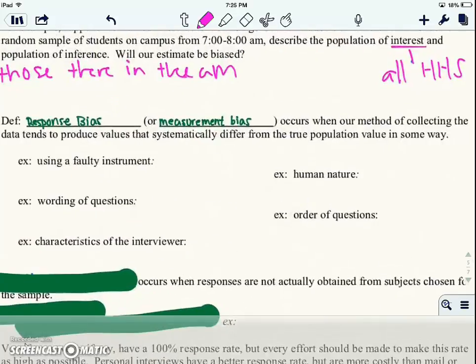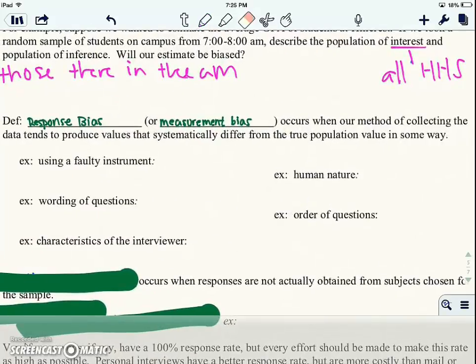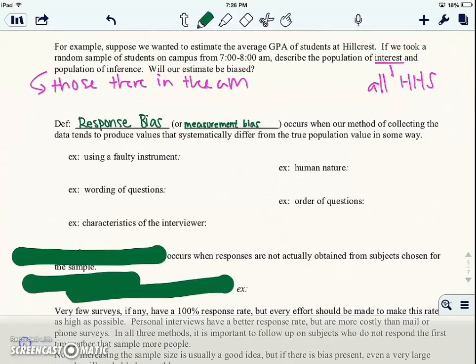Okay, here is another type of bias. This one is response bias, otherwise known as measurement bias. Response bias occurs when our method of collecting the data tends to produce values that systematically differ from the true population value in some way. For example, using a faulty instrument. If you were doing a survey on student weight and you happen to have a bad scale that's over measuring everybody, okay, it's a few pounds over, that's a problem.